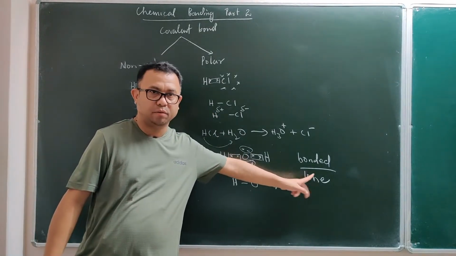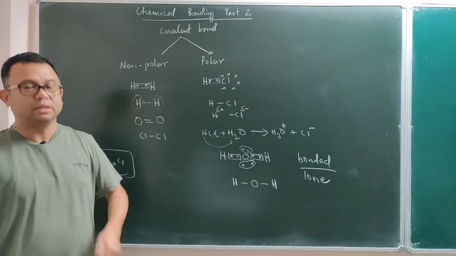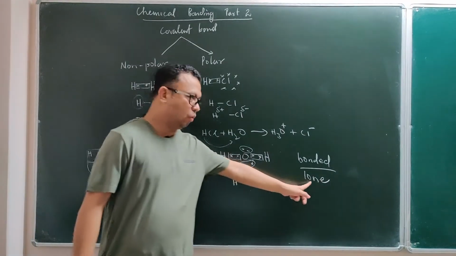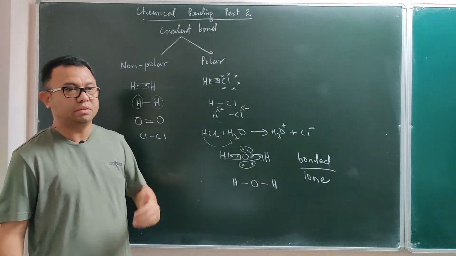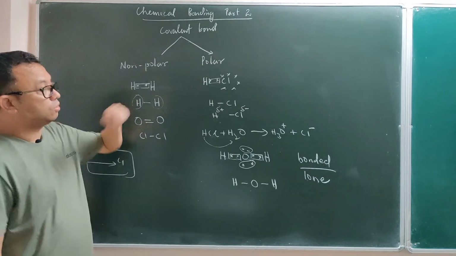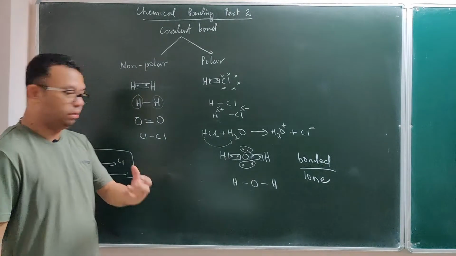Now this lone pair will play a very important role in the next kind of bonding that we are going to discuss: the coordinate bond. It is all about this lone pair. So the lone pair will play a role in the formation of the third kind of bonding. After the covalent bond, I am going to the third bonding, and that is your coordinate bond.